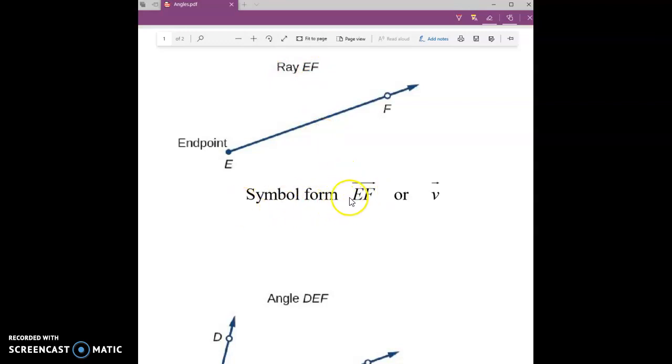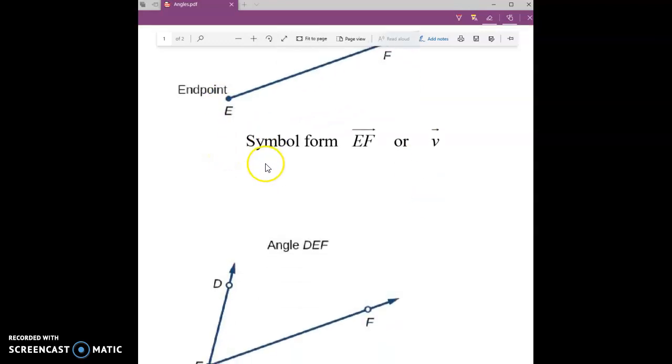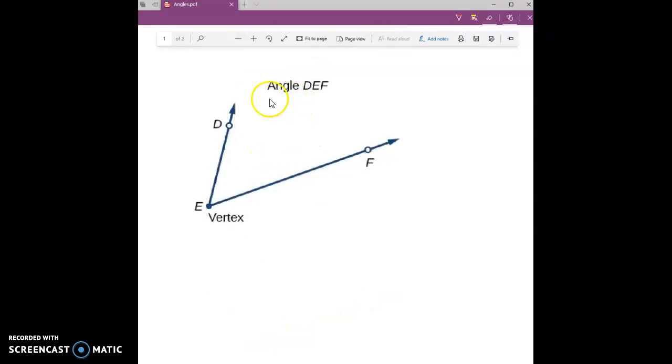The symbol, the way we write the ray, is you put EF with an arrow on top, or sometimes we call it the vector or the ray U. Here you see I'm using ray and vectors because later on we're going to be talking about vectors, which is the same as rays.